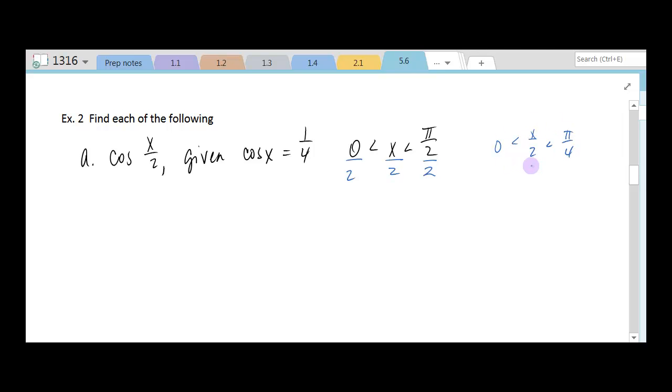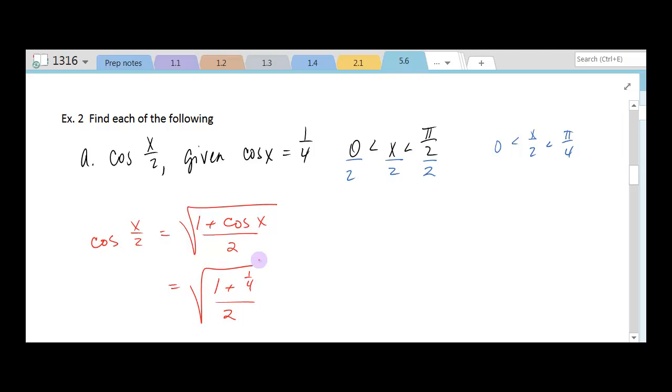So now that I have verified what quadrant it's going to be in, that is going to help me determine the sign of my answer, because in the first quadrant cosine is positive. So let's look at how we are going to do this. The half angle identity for cosine looks like cosine of x over 2 is equal to the square root of 1 plus the cosine of x, divided by 2. So I'm going to replace the cosine of x with what I'm given in the problem. That looks like 1 plus 1/4 divided by 2, all under the radical.